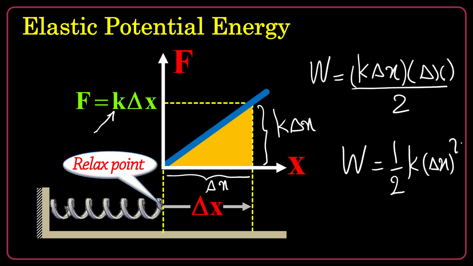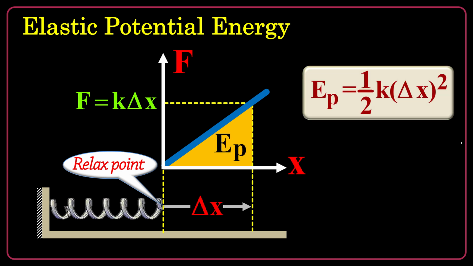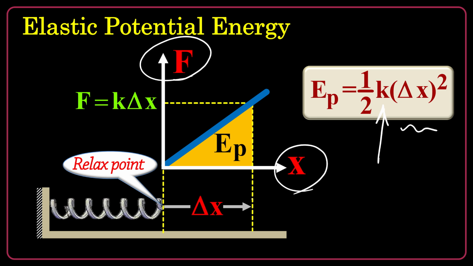This is exactly the energy stored in a spring, and it's called the elastic potential energy. A half of the spring constant times deformation to the power of 2. This is just provided the spring obeys Hooke's law. I mean, the force-extension graph or force-compression graph is a line.